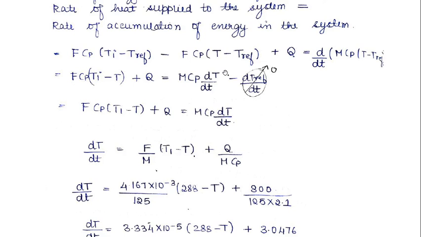Then this Q term, then here the T minus Tref, so I can write it as MCpT minus MCpTref, right? So this can be written as two parts, MCpT minus MCpTref. So here it is MCp dT/dt, because MCp is a constant, we have seen earlier M is a constant, Cp is a constant, you can take it out, and Tref is a constant, 273 Kelvin, right? So that goes 0, this term can be 0, so you end up with FCp(Ti minus T) plus Q is equal to MCp dT/dt.